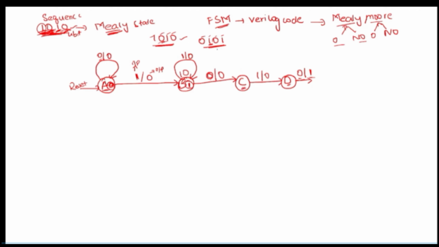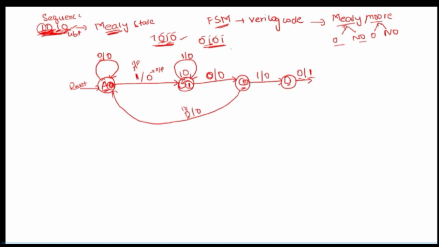Now coming to C. If C is 1, then it is going to D. If C is 0, then what happens? It will be going to the state where 0 is present. Where is the state with 0? Here A is the state which is the 0th position. So then it will be going to A, when the input of C is 0.